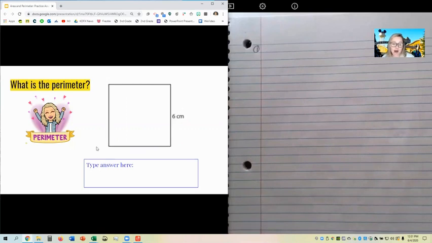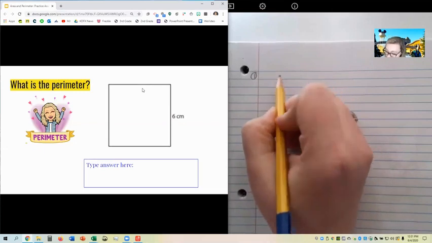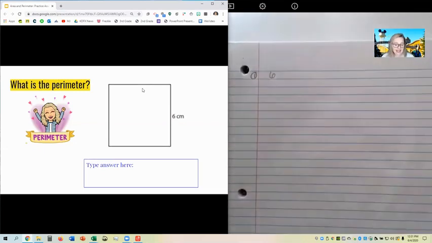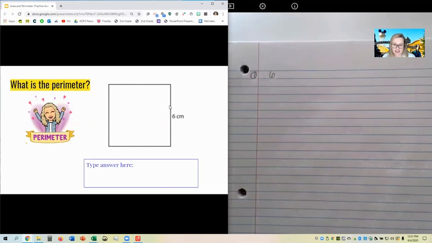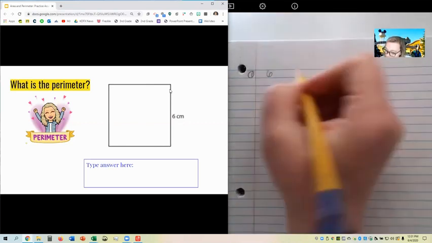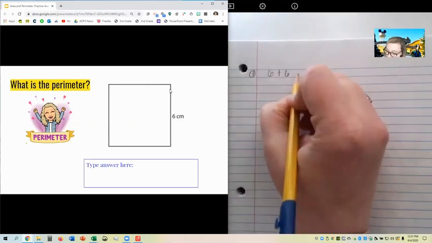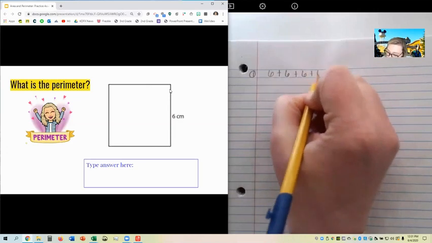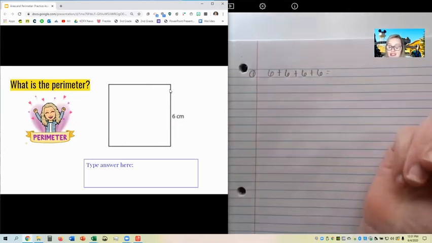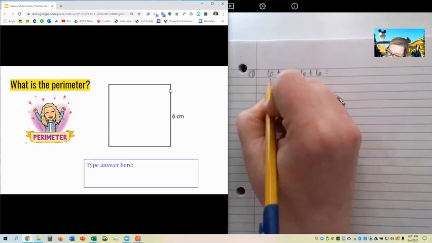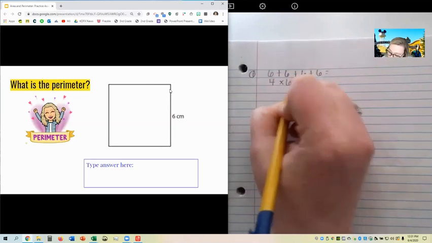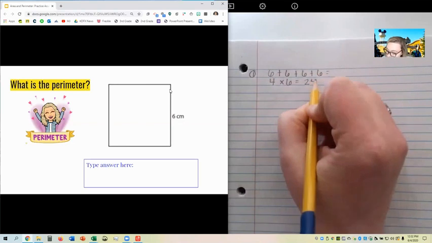All right, so problem one, it says, what is the perimeter? And we're looking at this figure here. Perimeter is on the outside of a shape. So for number one, we're going to simply add the sides. I can see right here, this is 6 and 6, 6 and 6. So we can add 6 four times, or you can quickly do the multiplication fact 6 times 4 because this is a square. So we could say 4 groups of 6, which is the same thing, which we know equals 24.